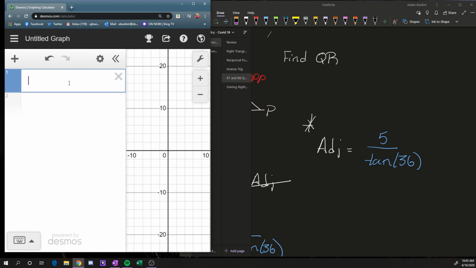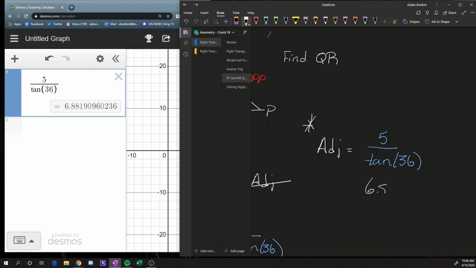After that, we just need to type in exactly what we have. So 5 divided by tangent 36, and then we get 6.8819. And I believe it will say to round to the nearest something. I'm guessing it says round to the nearest tenth. That's cut out of the picture. But if it's round to the nearest tenth, it's 6.9.